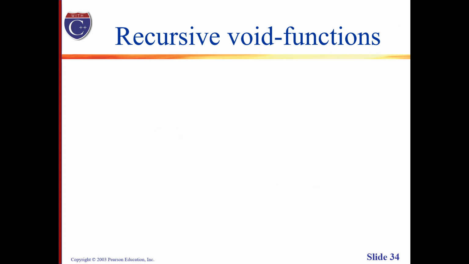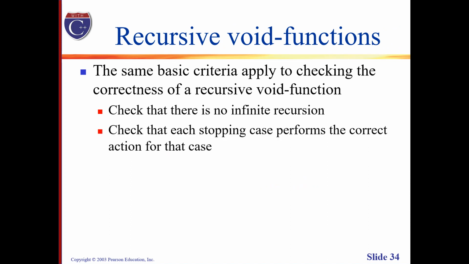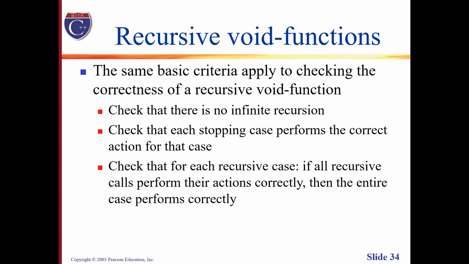We also have recursive void functions. If we will recall, our first examples were recursive functions which do not return a value. The same basic criteria apply to checking the correctness of a recursive void function. We need to check that there is no infinite recursion. We also need to check that each stopping case performs the correct action for that case. We also need to check that for each recursive case, if all recursive cases perform their actions correctly, then the entire case performs correctly.